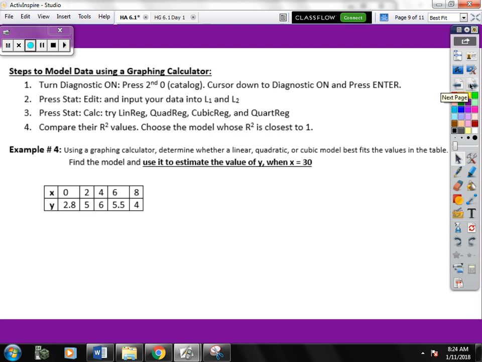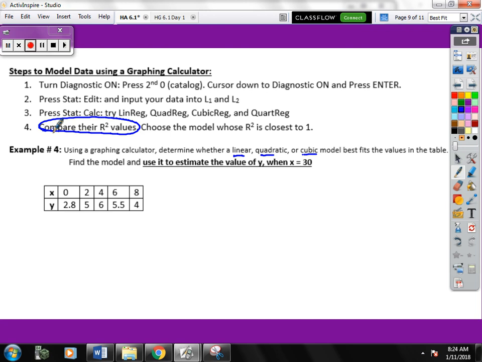So below, the examples ask us to use the graphing calculator to determine whether a linear, a quadratic, or a cubic model best fits the data. In order to know which one best fits the data, we have to do all 3 regressions and compare the R squared values. You might remember we looked at the R value when we did linear, and that was called the correlation coefficient. It told you how closely it fit the data. Was it a strong positive, a strong negative, that kind of stuff. When we're looking at quadratic, cubic, and quartic, we're going to compare the R squared values.